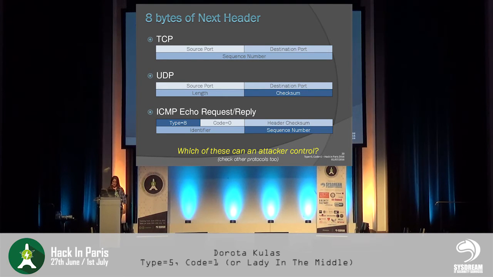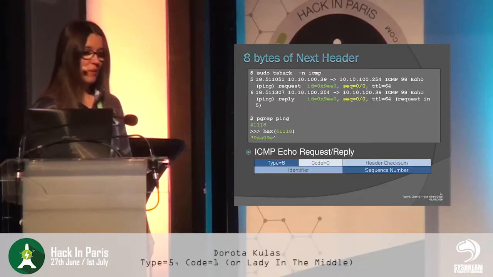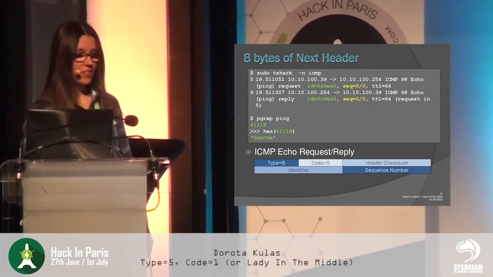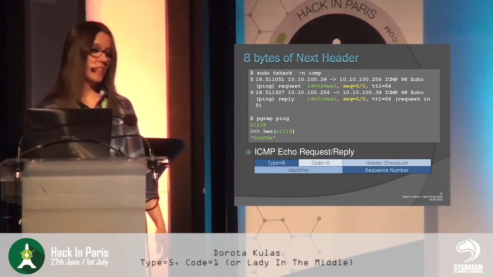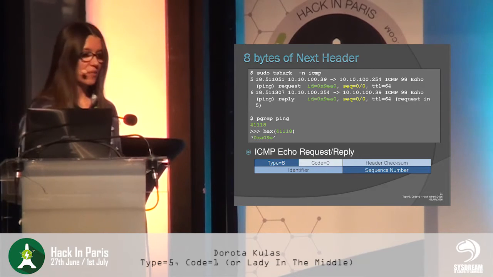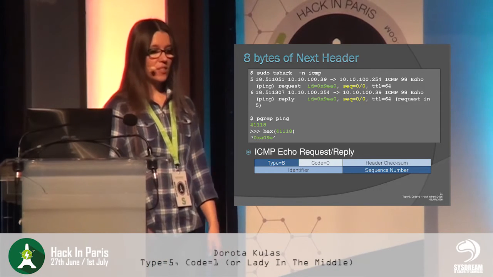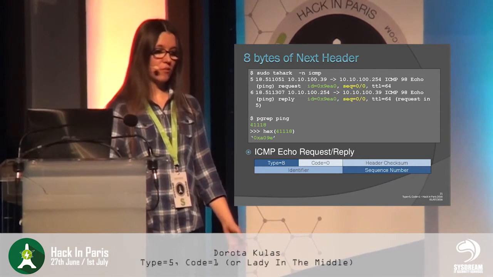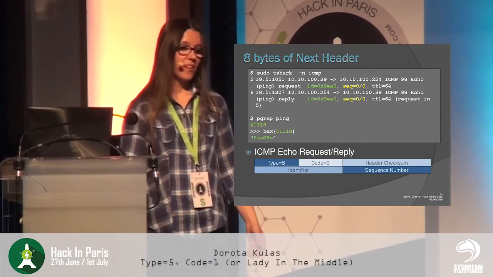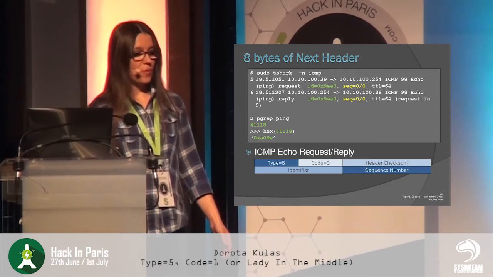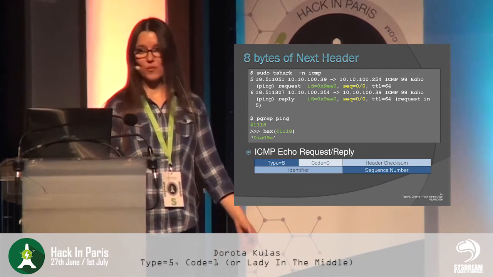And let's see, because ICMP was the easiest one for me. So what about identifier and sequence number? So this is a tshark or tcpdump capture for ICMP echo request and echo reply. The attacker would send an echo request, and the user would respond with an echo reply. So what you can see here.